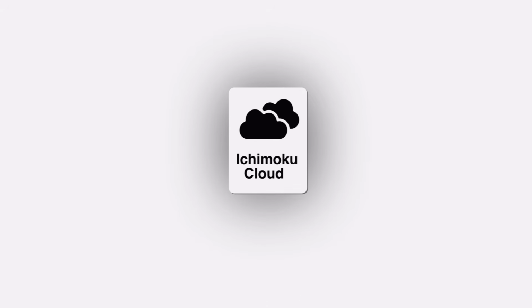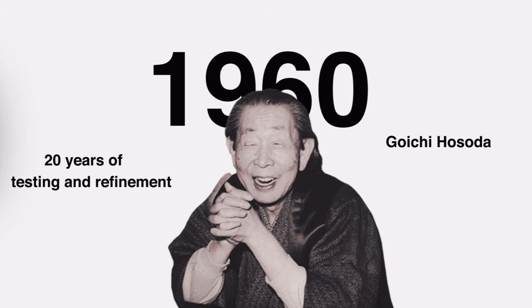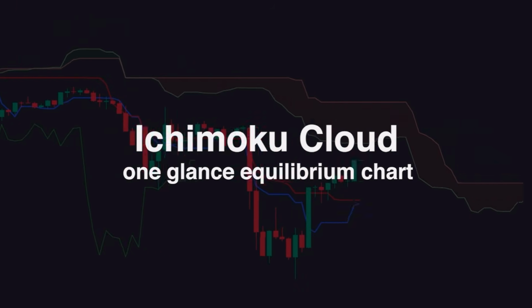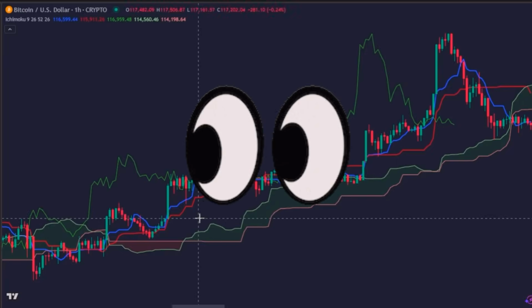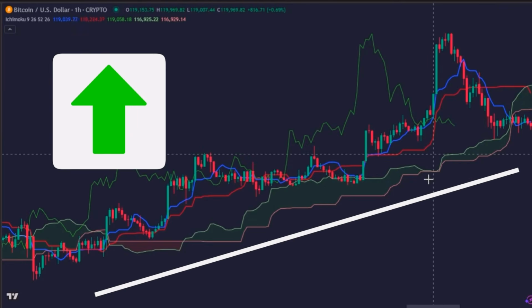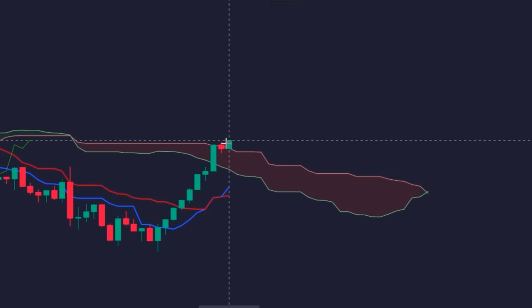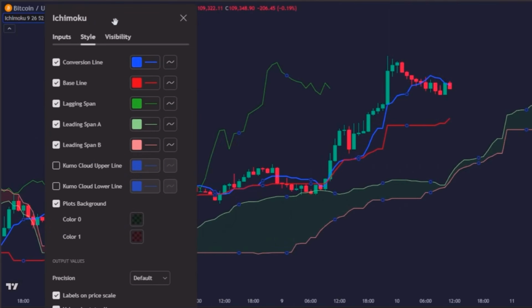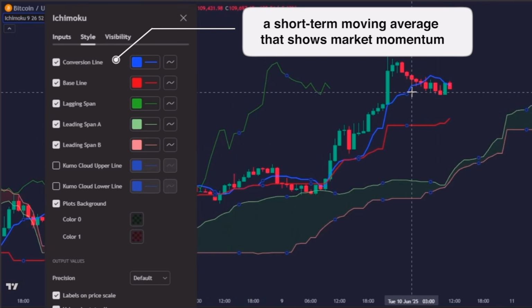The Ichimoku Cloud was developed in the 1960s by Goichi Hosoda after more than 20 years of testing and refinement. The name means one-glance equilibrium chart, and that's exactly the idea. With just one glance, you should be able to see the trend direction, support and resistance levels, market momentum and potential entry signals.